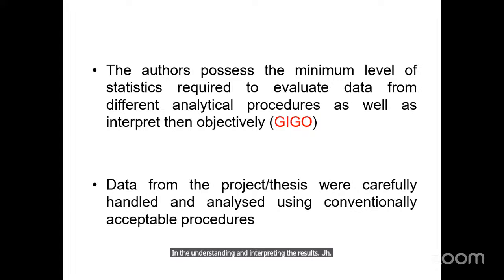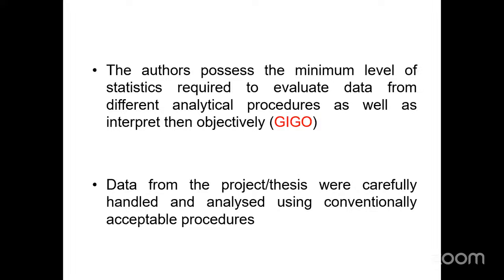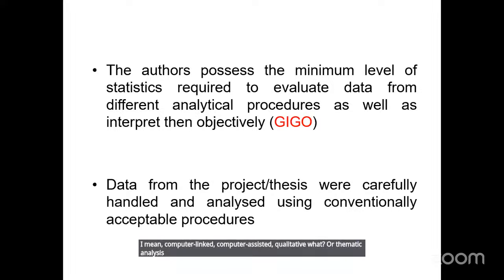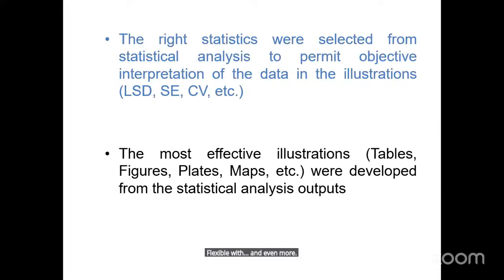For humanities and social sciences, what kind of statistics should they know? Quantitative, computer-assisted thematic analysis, qualitative analysis, content analysis, this kind of thing. You should be very flexible with these, and even more.